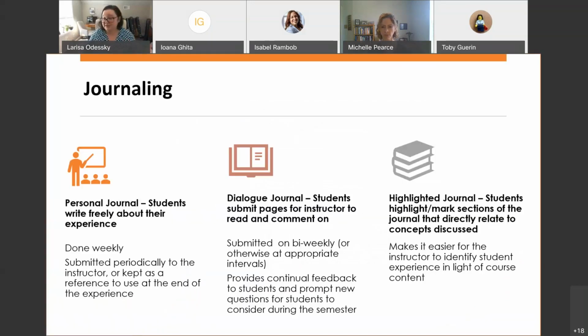So there's actually different types of journaling. We can have personal journals, dialogue journals, and highlighted journals. I personally do dialogue journals because that gives me that social emotional support that I'm striving for. The personal journals could be done weekly, submitted periodically. It's like, this is your space, and I'm just making sure you complete it, no red flags. Dialogue is when, as an instructor, I give back feedback.